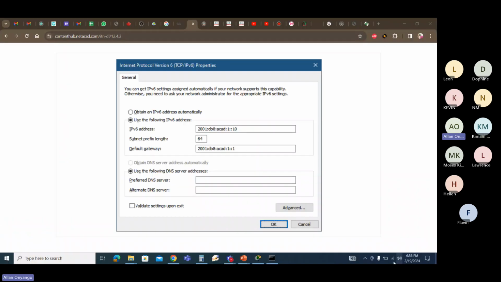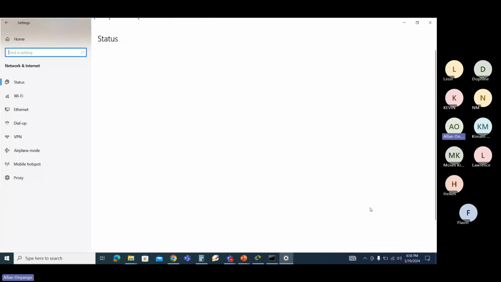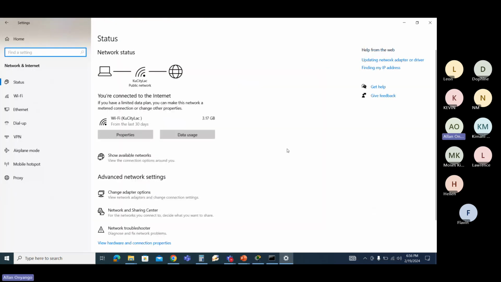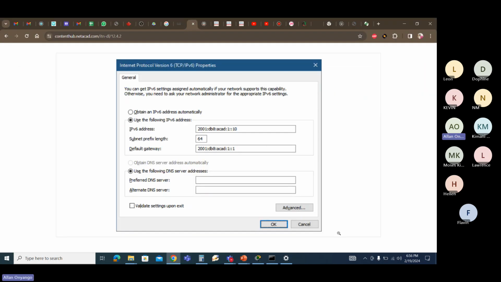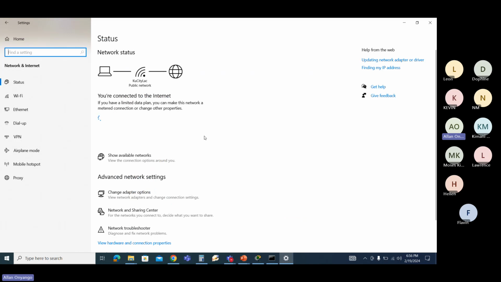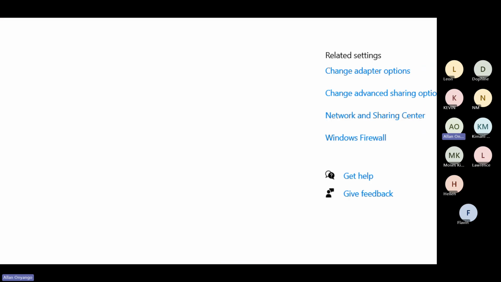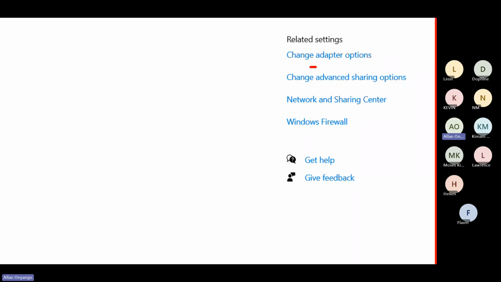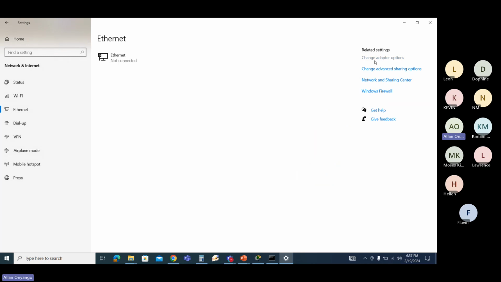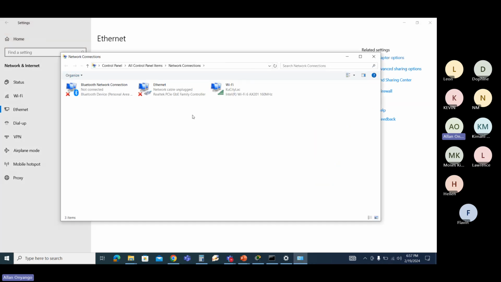So I'm going to click mine. When I click on it, something like this is going to open. When it opens, on the left-hand side, choose Ethernet. Once you choose Ethernet, then on the right-hand side, I need you to click change adapter options. When I click on it, it's going to bring this new tab here. People using Windows 11 might see something a bit different, but we'll be tackling that.